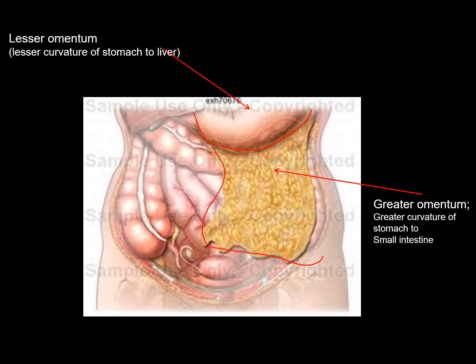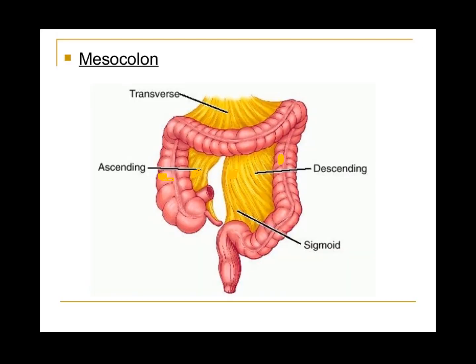So here's, it's not the best picture in the world, but you can see the stomach up here, and on that greater curvature you have the greater omentum covering it. It has a lot of fatty tissue in it, so it's kind of yellow and has this lacy appearance, which is kind of weird looking. So that's the greater omentum.